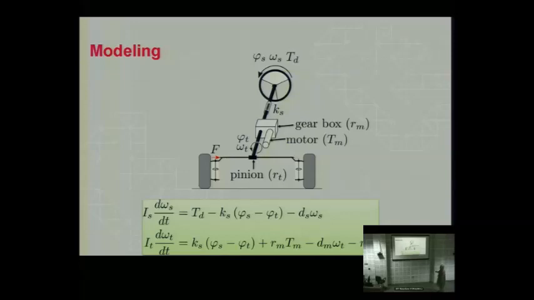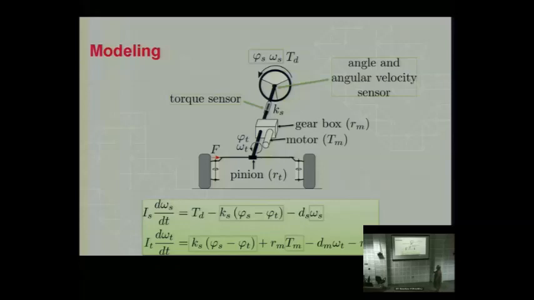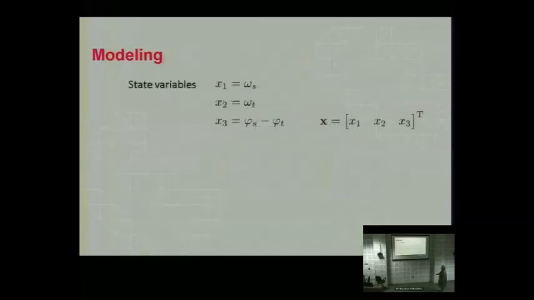Again, you can use rather basic mechanics to write down what is a relatively low order model. We have our sensors, angle and angular velocity sensor, and we have our torque sensor. So we know what they are. The two things we want to measure are TD and F, coming up there in red.